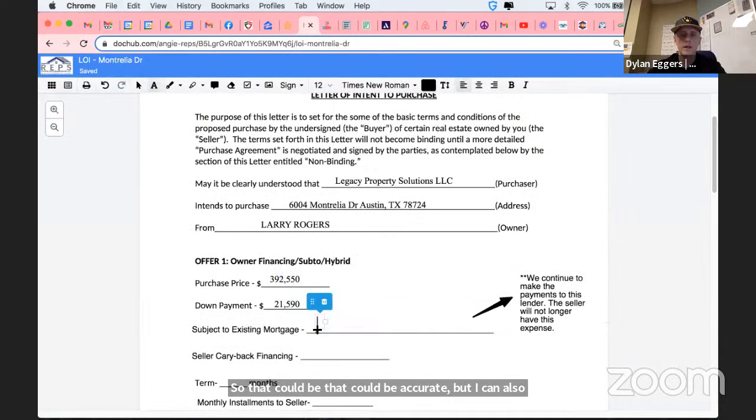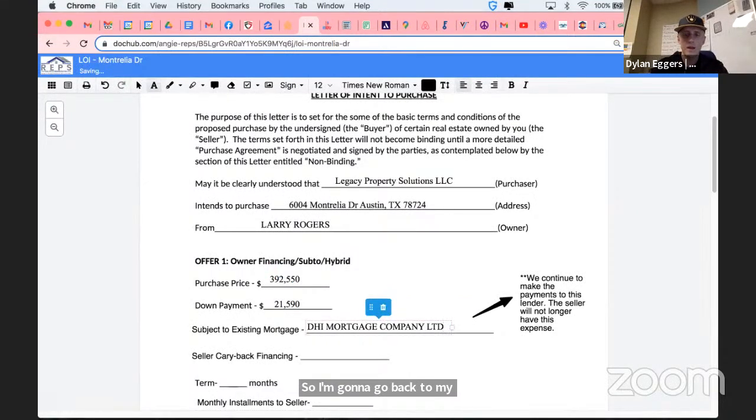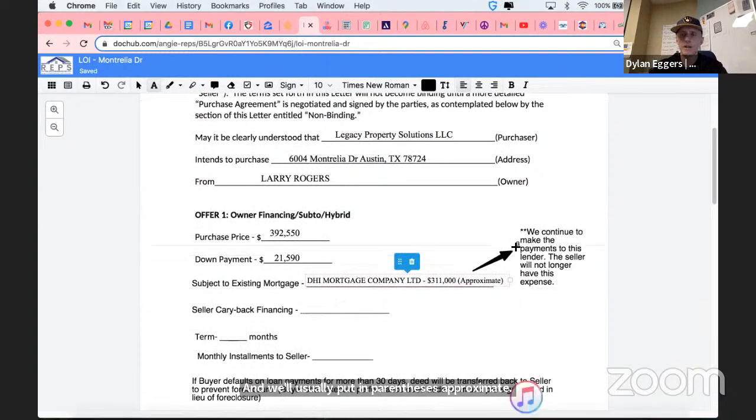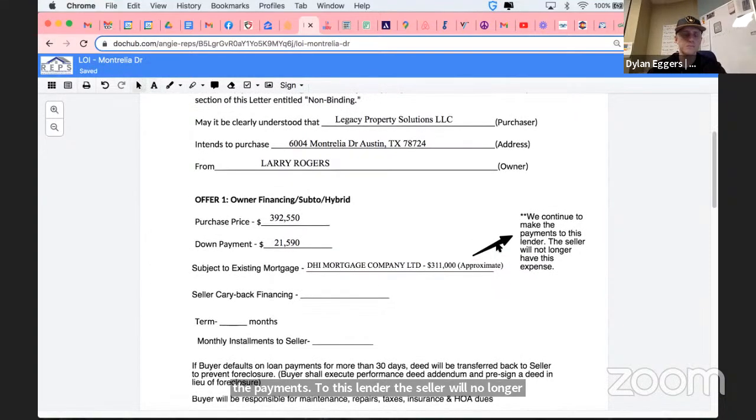So I'm going to go back to my LOI, paste that. And then I like to put in the amount, right? So it was approximately $311,000. I will usually put in parentheses approximate and make this a little bit smaller. And then I like to put an arrow. We continue to make the payments to this lender. The seller will no longer have this expense, just to really spell it out for them.